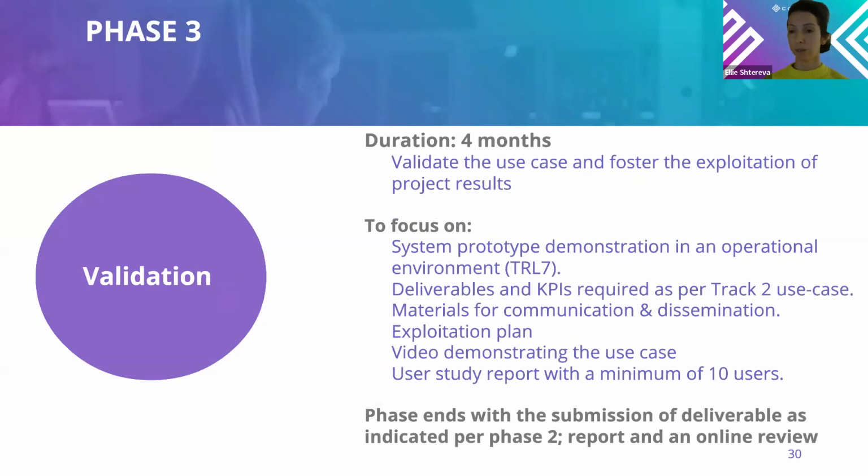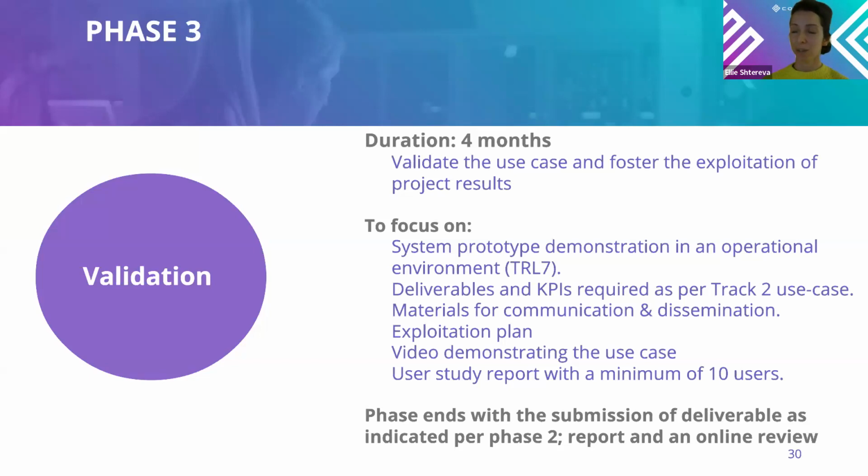And we're moving to phase 3, which is the final phase, validation, where all the magic happens. Here we want to see your project successfully executed, and we're focusing on implementing the use case. Main thing to see is the demonstration of the project in an operational environment, the deliverables and KPIs as per the guidelines, and if required, as agreed with you upon your initiation in the program. A video demonstrating the use case, the user study report that I've mentioned with a minimum of 10 users, and we would like to see an exploitation plan showcasing what you will be doing with the project after the end of your program participation.